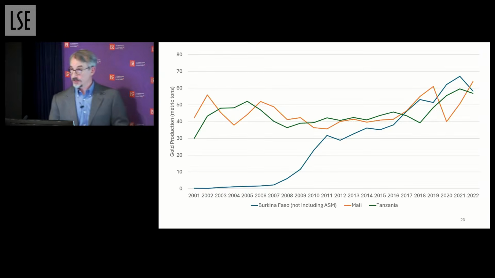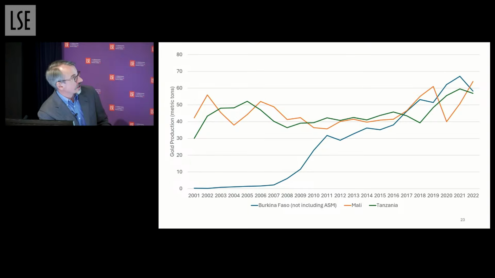Here's what the gold production looks like, just out of interest. You see it overtaking Tanzania and Mali, starting from basically nothing in 2001. This is metric tons of gold produced per year.